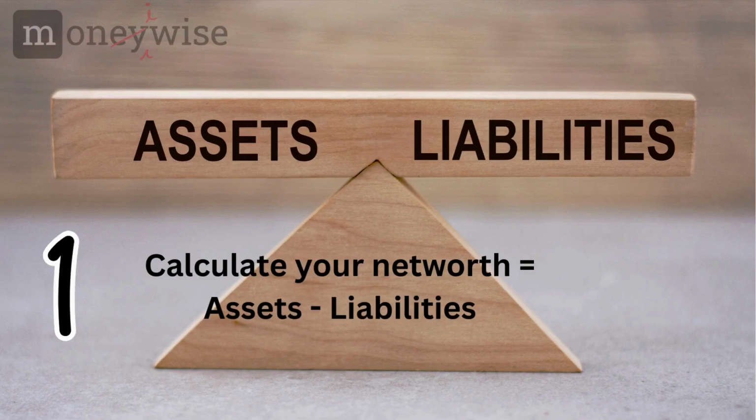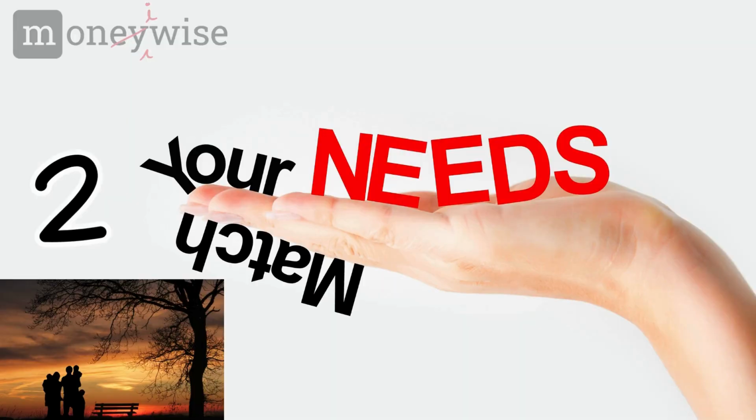Now that is clear, let us jump into the three-step process for calculating the term insurance. The first step in this is understand your net worth. Your net worth is nothing but your total assets minus your total liabilities. Step 2 is identify your family's needs.